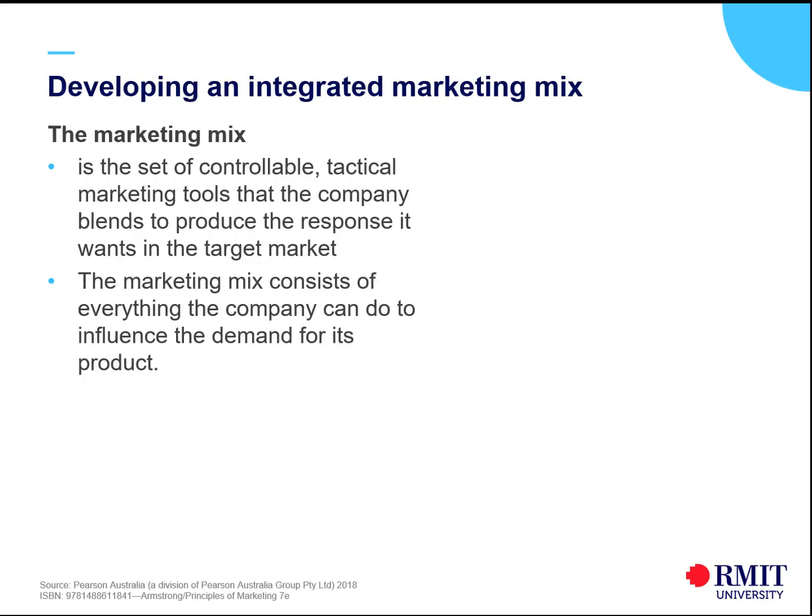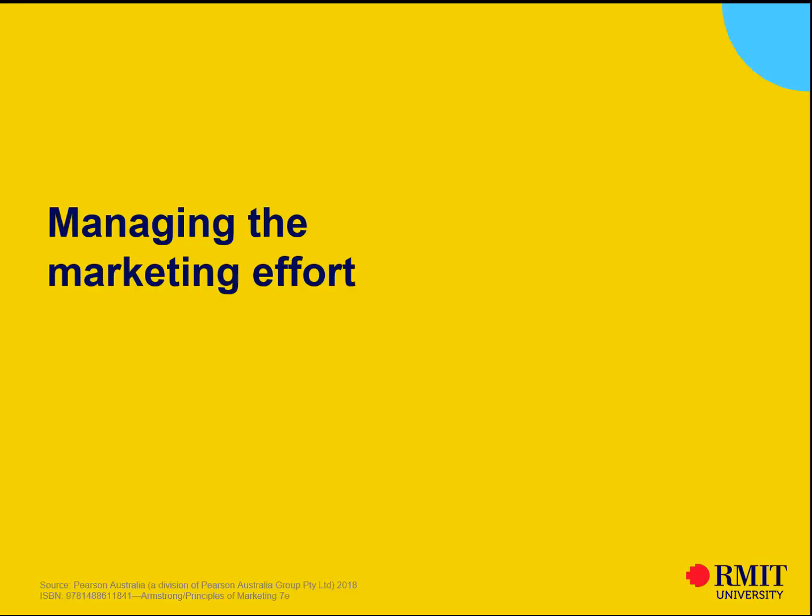We then move into the marketing mix, and we know that this is a set of controllable tactical marketing tools that the company blends to produce the response it wants in the target market. So the marketing mix consists of everything the company can do to influence the demand for its product. Of course, there's the traditional 4 P's of marketing: product, price, place, and promotion. But don't forget the other 3 P's: process, people, and physical evidence. Managing the marketing effort is what it's all about.